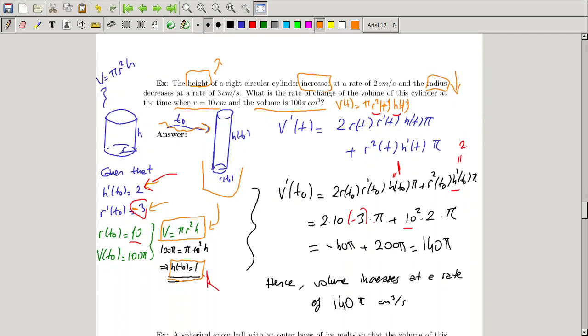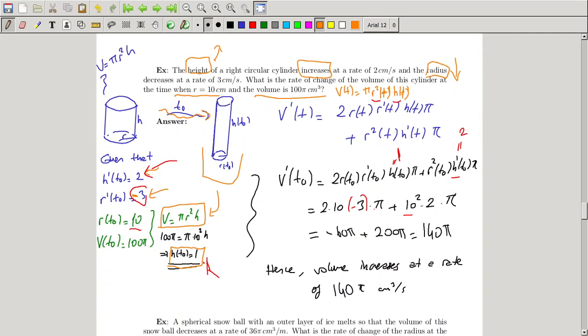A different type of question, again, we have a cylinder shape. It is nice if you can make a simple sketch. In fact, not necessary, but it may be helpful for you. The height of a right circular cylinder increases. Height means h is increasing at a rate of 2, so h prime is equal to 2, and the radius decreases, so r prime is equal to minus 3. Once you put these values, you can continue.